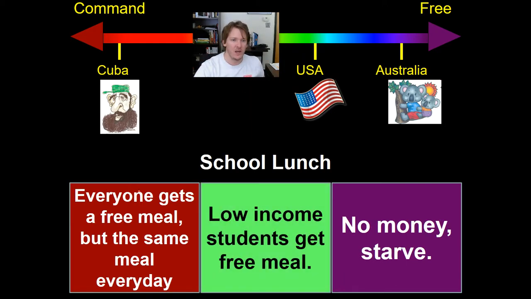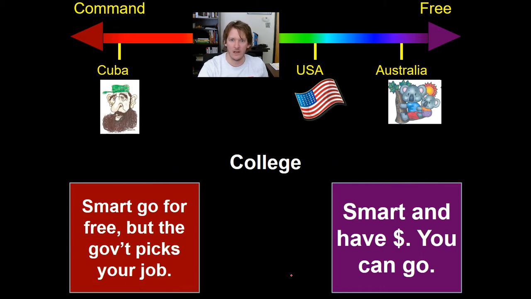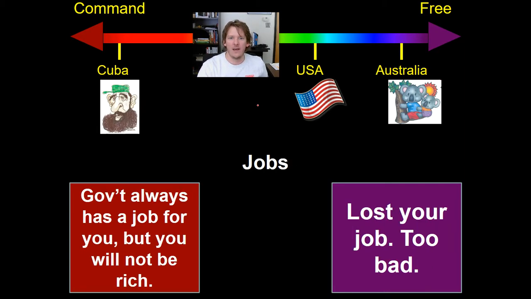School lunch, everyone gets a meal. You got to pay for it or you don't get a meal. Well, here again, in a mixed economy, we meet in between. Not everyone gets a free lunch. Not everyone gets it free, but we also don't deny people lunch if you don't have enough money. Low-income students get free meals. College. All right, I think you get the idea.